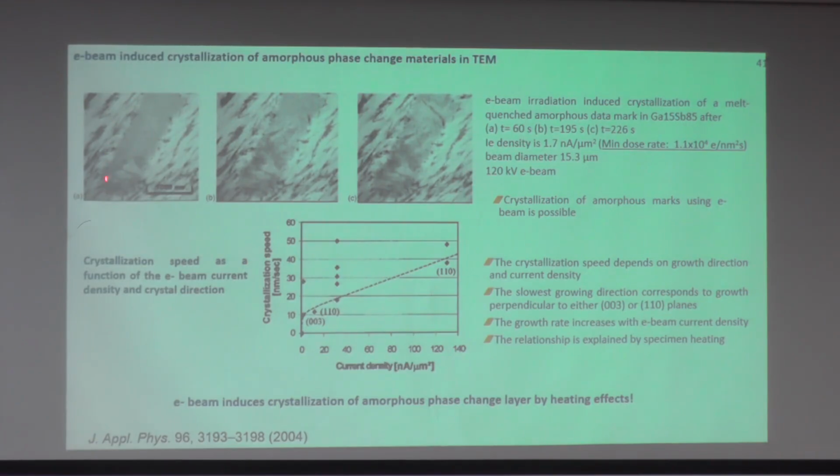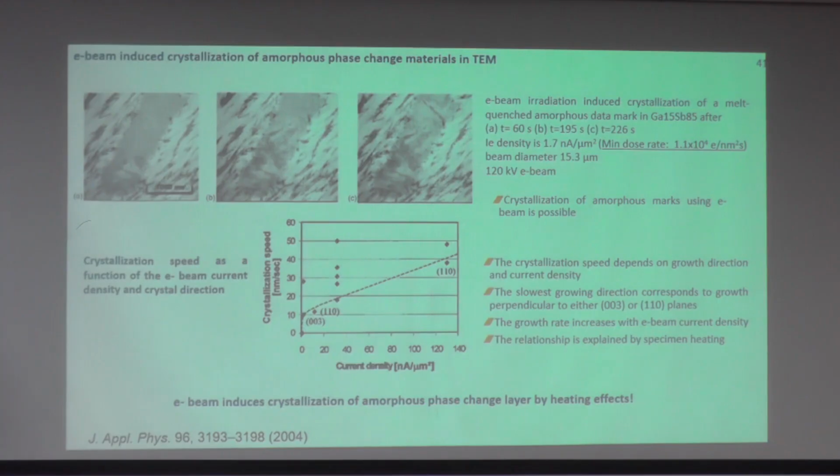And here, this part is the so-called amorphous mark. By electron beam irradiation, this amorphous mark starts to crystallize from the edges between amorphous and crystalline regions. After 60 seconds, 200 seconds, 220 seconds, you can see that after some time these amorphous areas became crystalline.